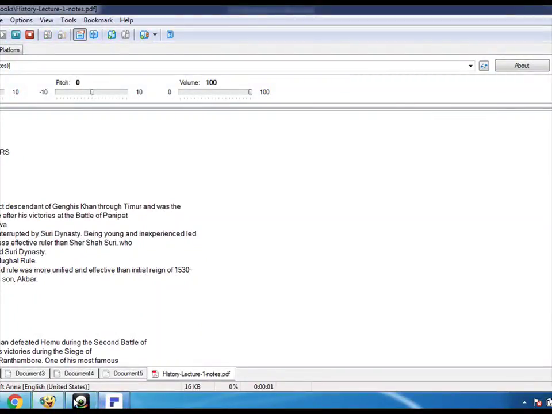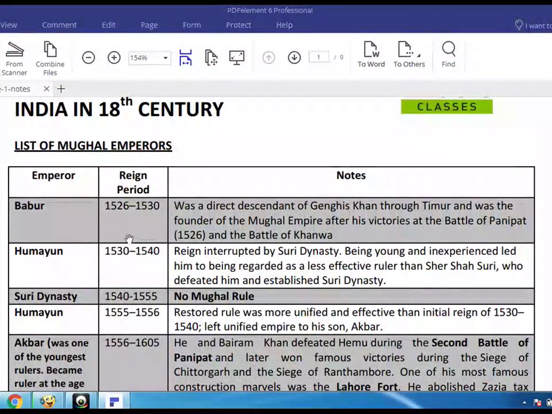India in the 18th century. List of Mughal emperors. Emperor, reign period, notes. Babur, 1526 to 1530, was a direct descendant of Genghis Khan through Timur and was the founder of the Mughal Empire after his victories at the Battle of Panipat in 1526 and the Battle of Khanwa.